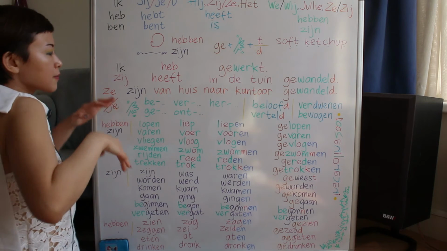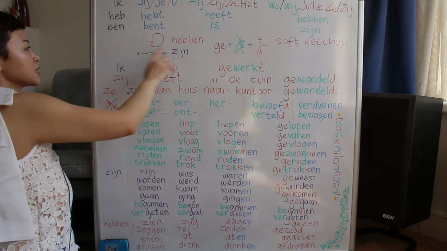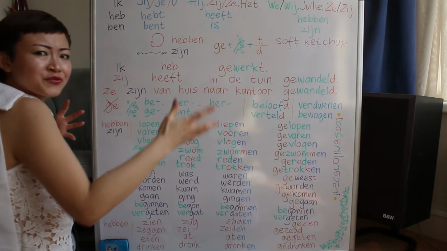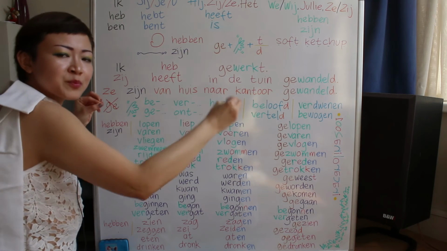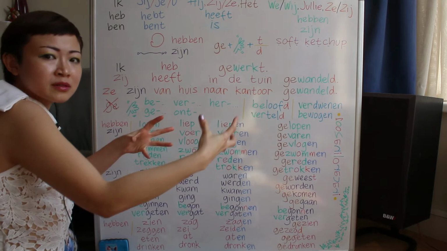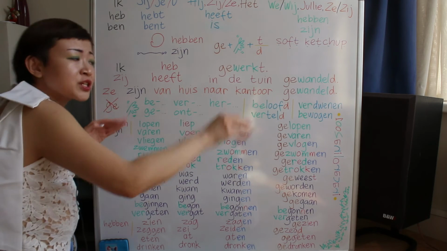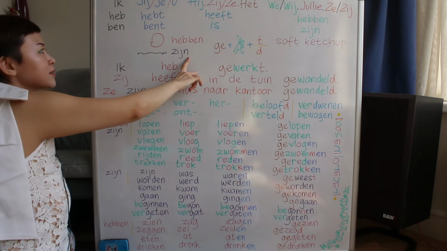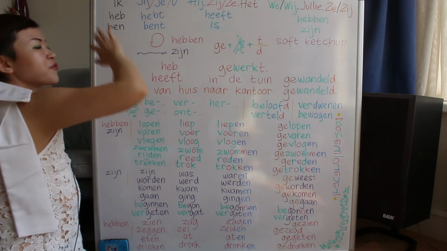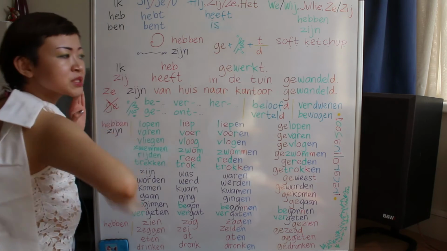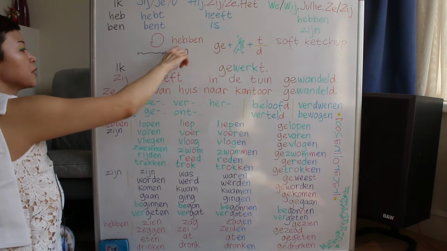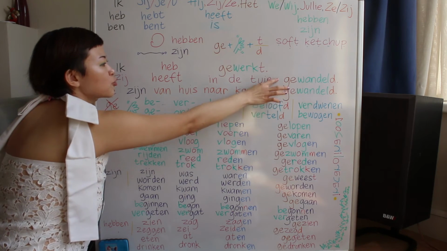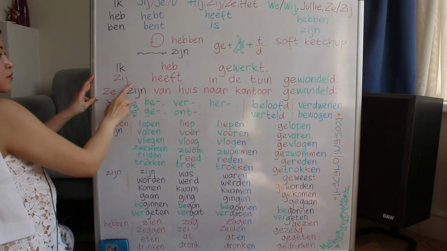But some words we use the zijn. There's change or there's difference from one place to the other place, or from one situation to the other situation. If there's change, one dot to the other dot, we use zijn. If same circumstance, we use the hebben. We can see from this sentence, same words, but we use heeft and we use zijn.